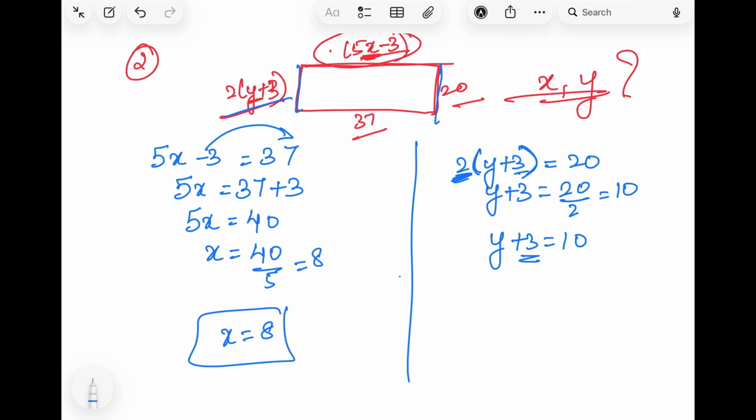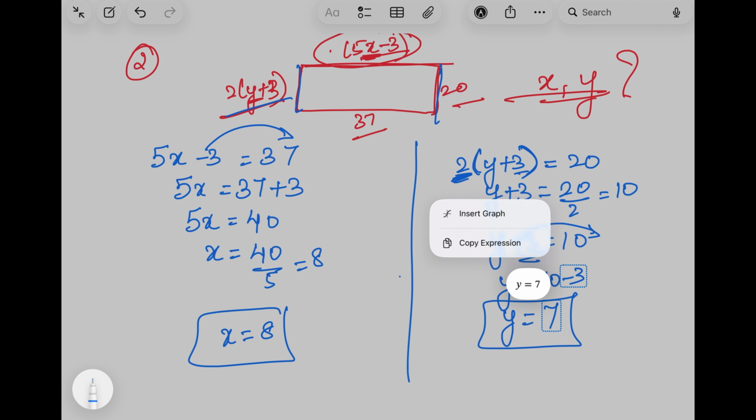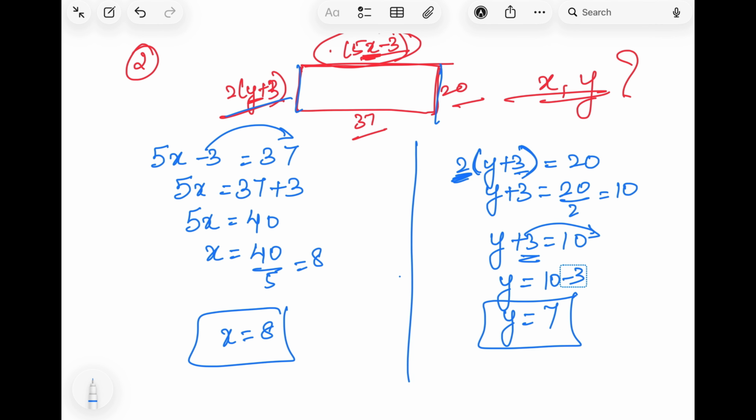Now we will shift 3 over that side. So plus goes that side, becomes minus. So 10 minus 3. So the value of y is 7. So we got the value of x as 8 and y as 7.